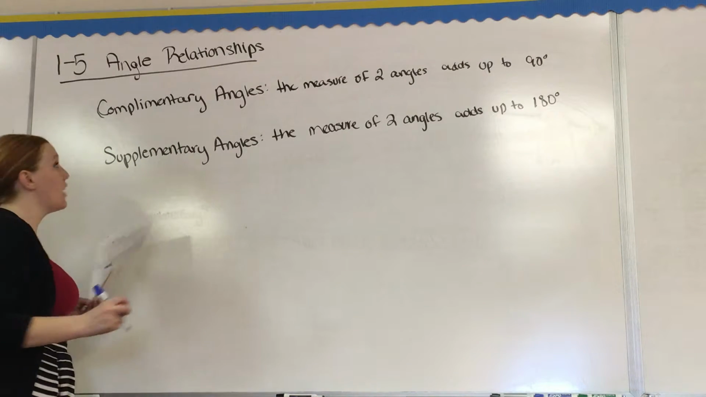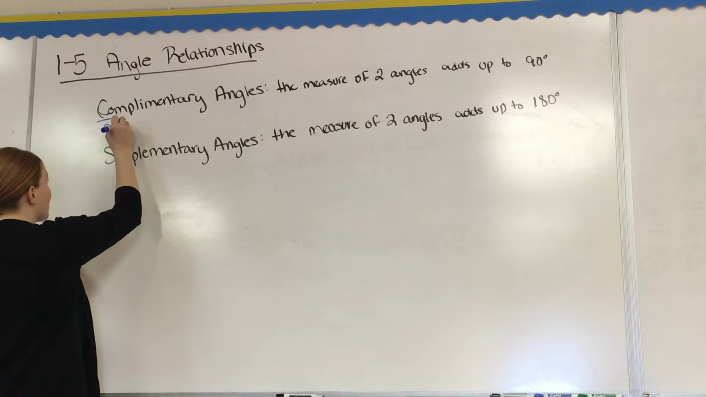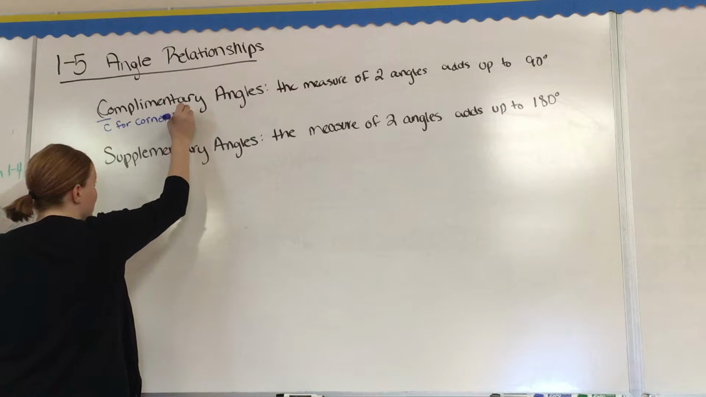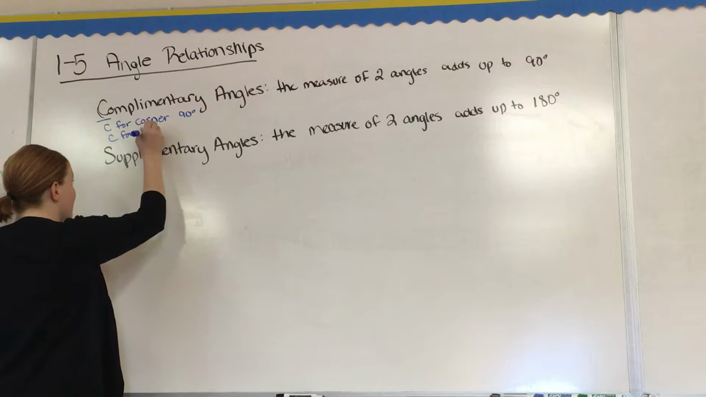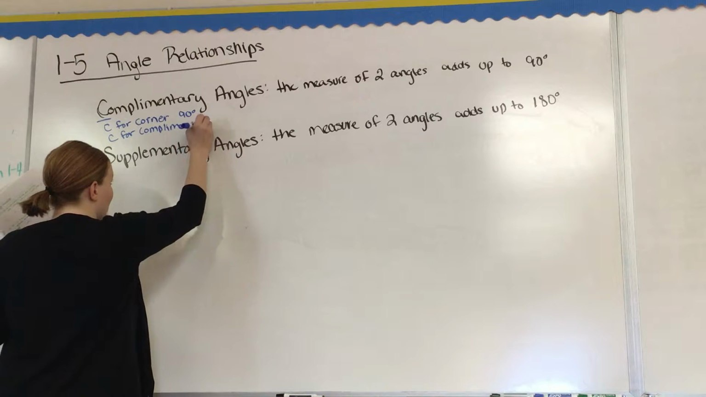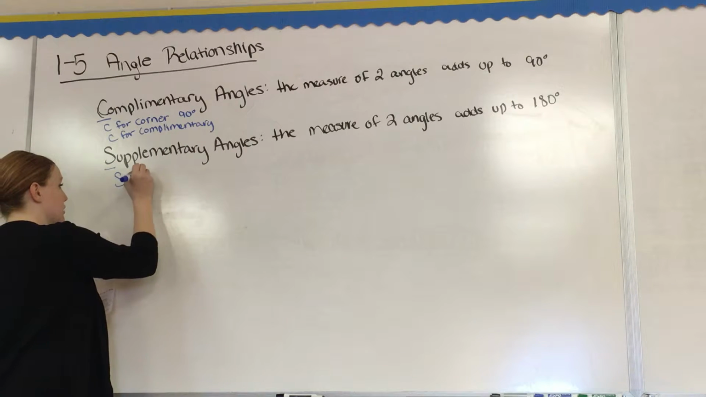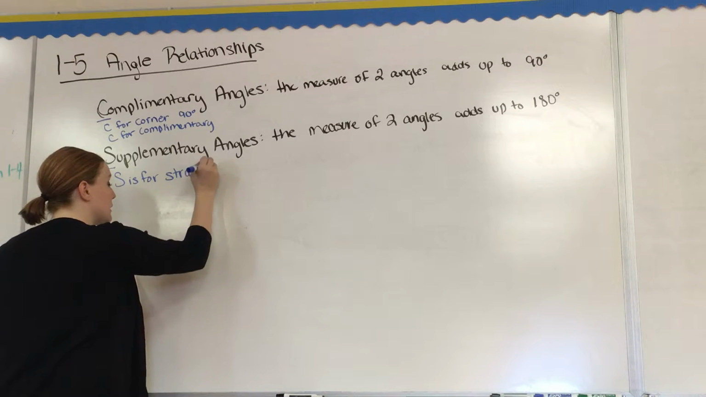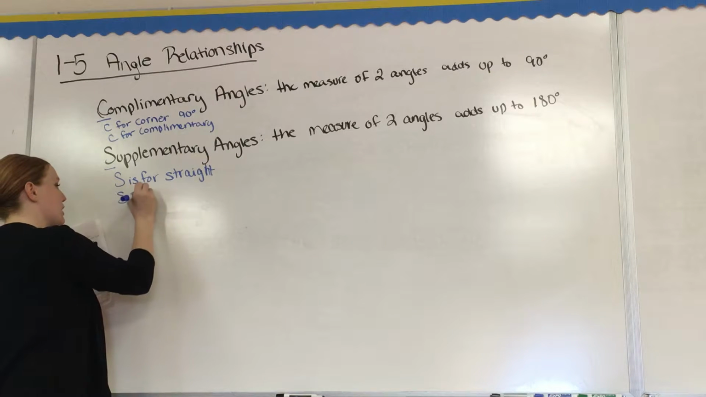Someone in one of my earlier classes said an easy way to remember this is C for corner, which is 90 degrees, and C for complementary. And S for supplementary, they said S is for straight. And S is for supplementary.